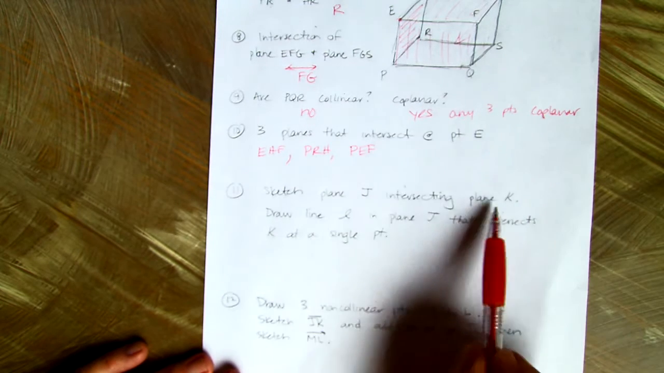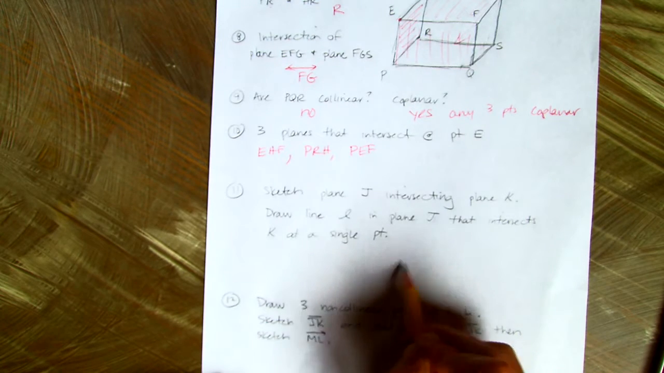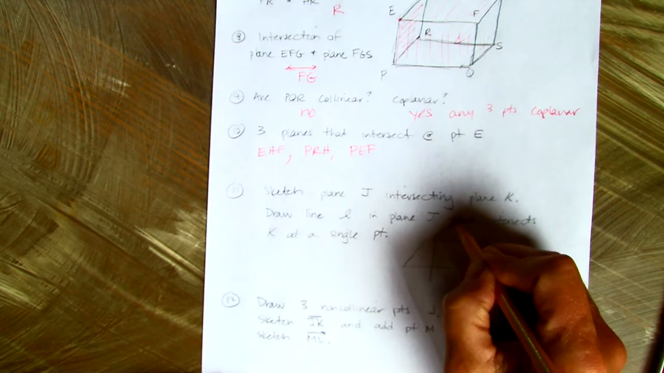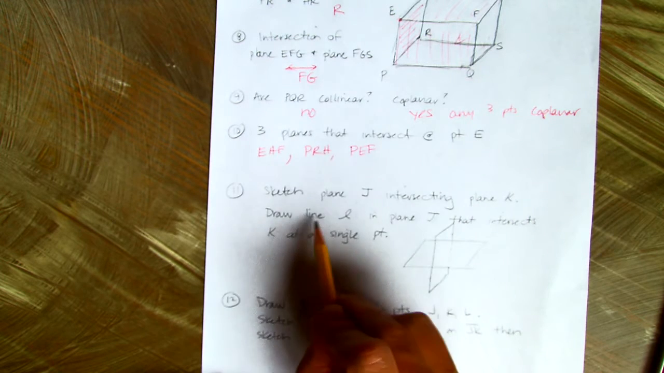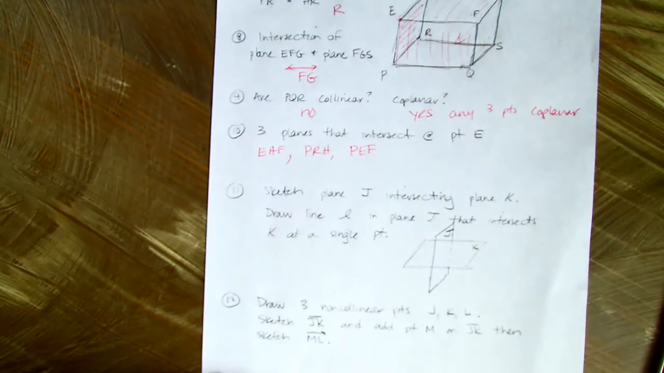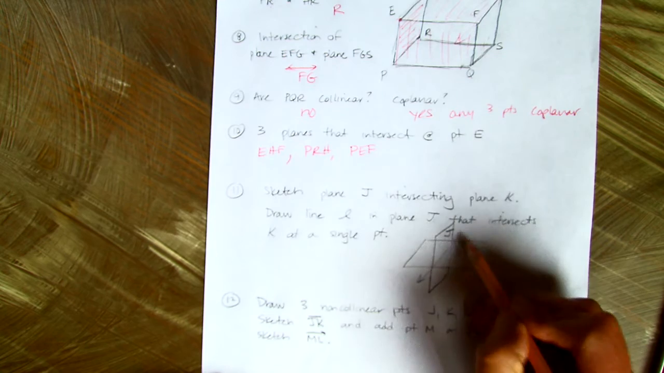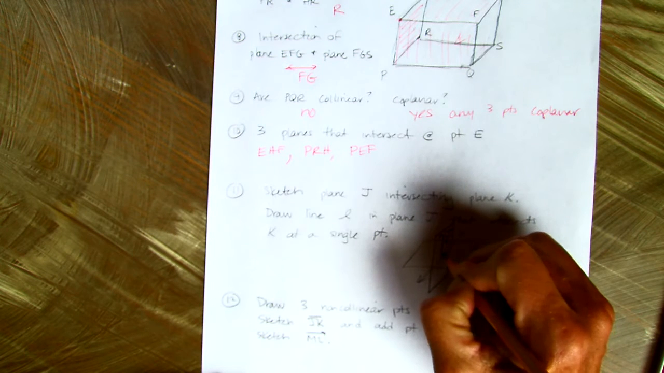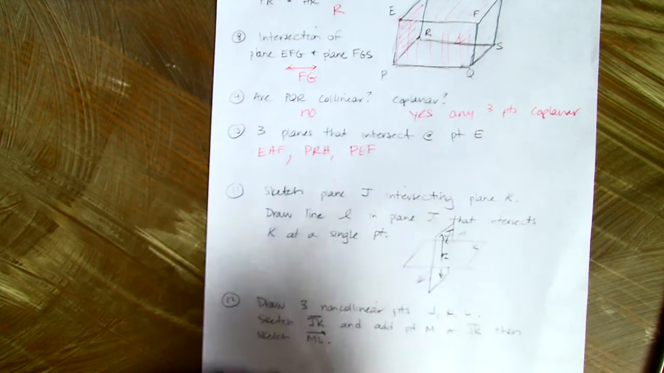Sketch plane J intersecting plane K. So the easiest way to do that is to have a horizontal plane and then have a vertical plane. And there, draw line L in plane J. This will be K. That'll be J. And line L is in plane J, but only intersects K in a single point. Now these planes intersect in that line. So if I drew a line L like this, it would only intersect K once. We'll call that point I.